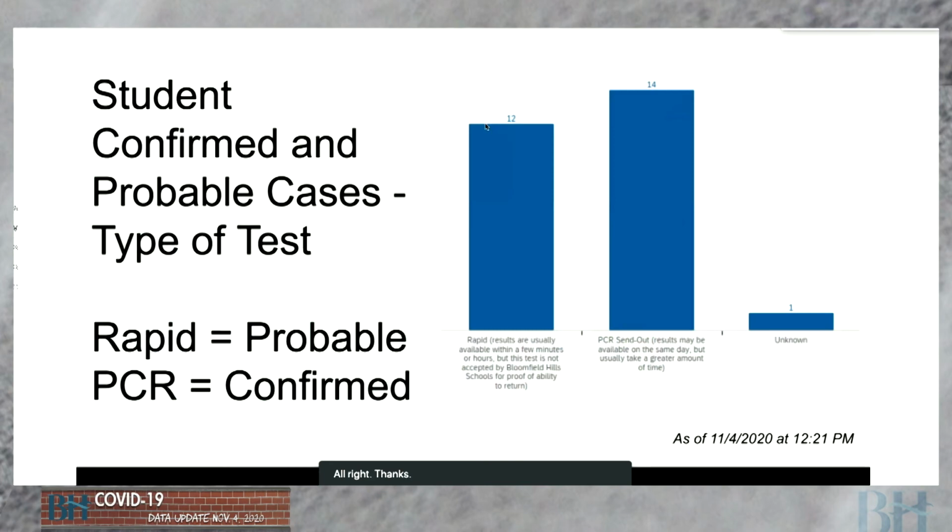All right, so this one is student confirmed and probable cases, and we've also broken it down by test. Remember, if someone takes the rapid test, the antigen test, it comes across as probable. If it's the PCR test, it comes across as confirmed. So we broke it down as well so the community can see that. Next slide.